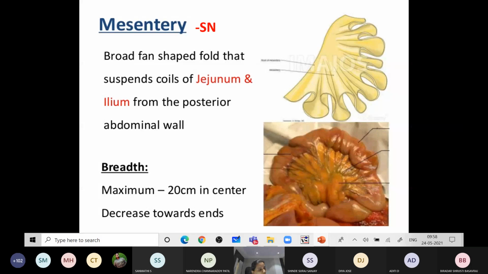Mesentery: it is a broad fan-shaped fold of the peritoneum which suspends the coils of the small intestine, such as jejunum and ileum. Mesentery is also asked as a short note. The maximum breadth is 20 centimeter, which is there in the center, and towards the upper part and lower part it decreases in breadth. In the center the breadth is more.